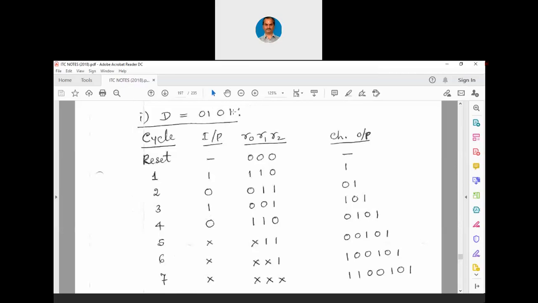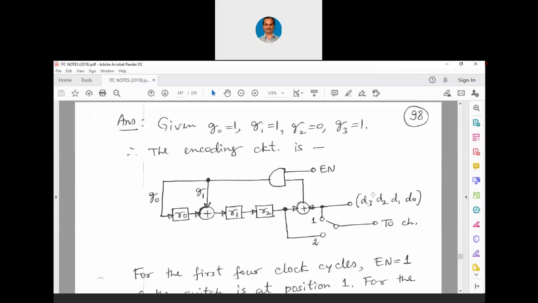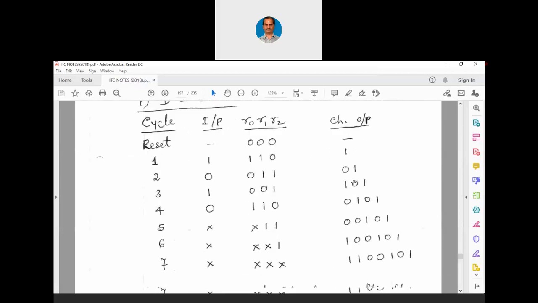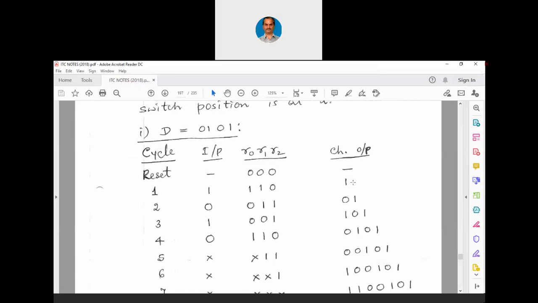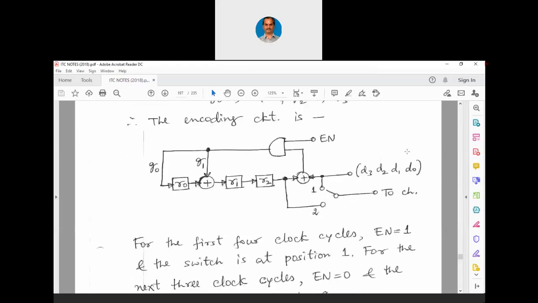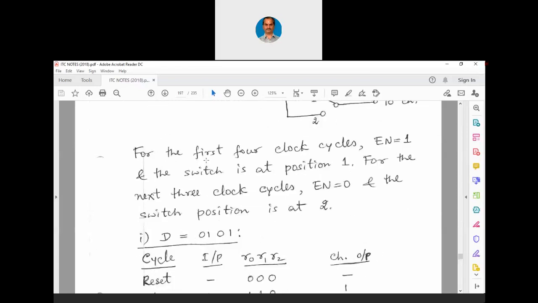Again, am I confused? D is 0, 1, 0, 1, MSB coming or LSB coming? I have written it as D3, D2, D1, D0. This is D3, D2, D1, D0 only. So first 0 only should come, right? No, I have written the table correctly. In the notes, I have written it differently. It must be D0, D1, D2, D3. Okay, let us consider it as D0, D1, D2, D3. So the first one is LSB here.